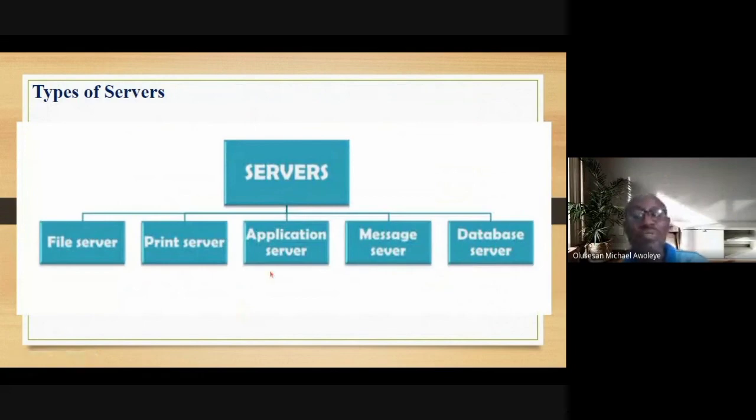The application server, we have the message server, we have the database server. What do we mean by this? A server is named based on what it does. The file server will keep files that you can request from anywhere. A print server is what you use to handle your printing.